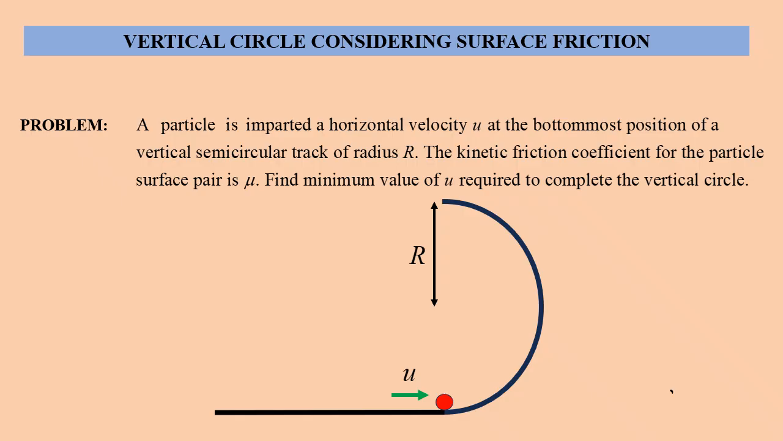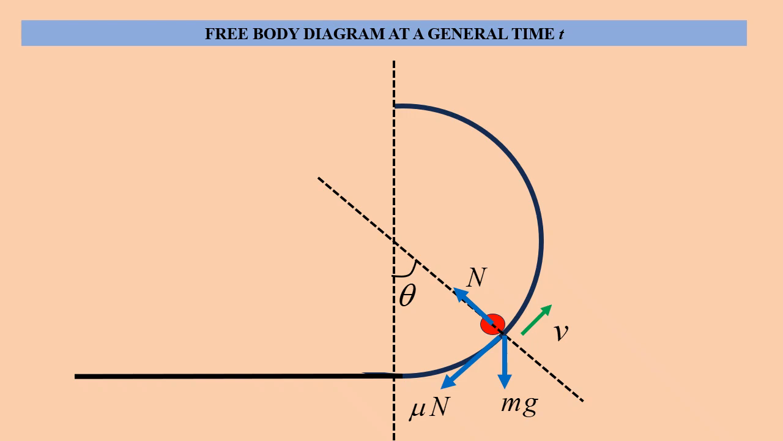A particle is imparted a horizontal velocity u at the bottommost position of a vertical semicircular track of radius r. The kinetic friction coefficient for the particle and surface pair is mu. Find the minimum value of u required for the particle to complete the vertical circle. The figure corresponding to the problem has also been shown, so let's start with the solution.